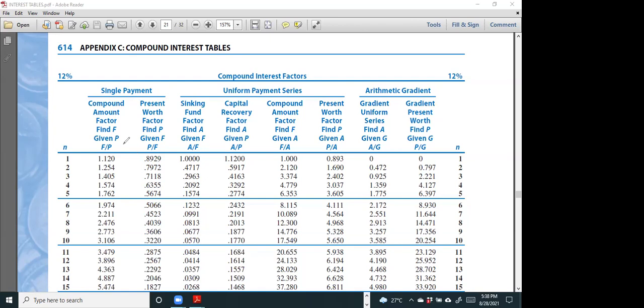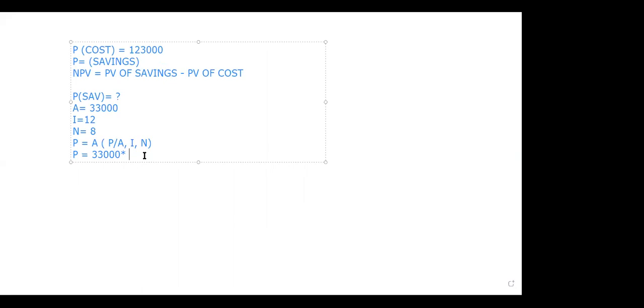So go back here again. 4.968. It's giving me 163,944. What does this mean, by the way? It means that it is the same thing to give somebody 33,000 for 8 years and giving you 163,000 at a go. So if you give me 163,000 today, or you give me 33,000 naira over a period of 8 years, if the present inflation rate is 12%, those monies are the same.